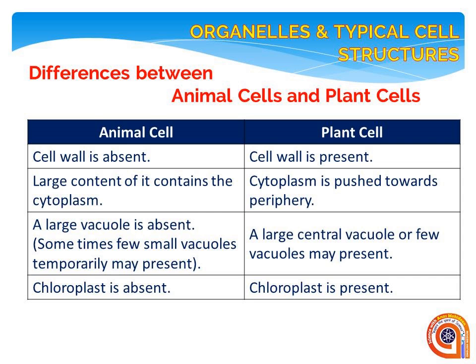Animal cell, a large vacuole is absent, but sometimes a few small vacuoles may be temporarily present. But plant cell, a large central vacuole or a few vacuoles may be present. Okay, there may be a large central vacuole or a few vacuoles present. And chloroplast is absent in animal cells, but in plant cells, chloroplast is present. So these are the differences between animal and plant cells.